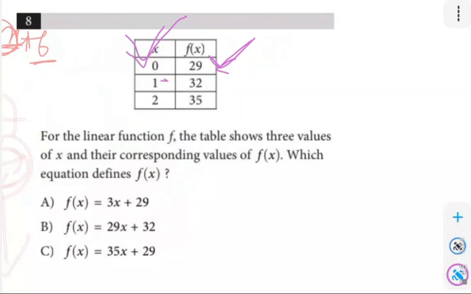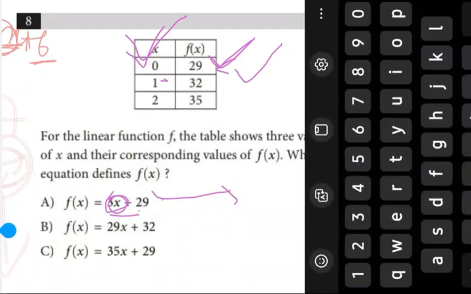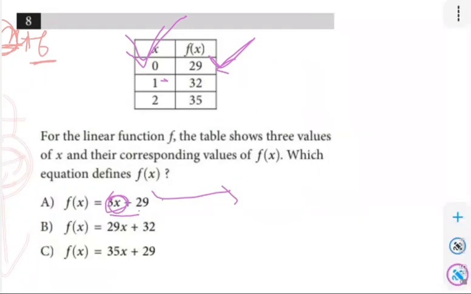So now let's go with option A. Here if we put x equals 0, this whole term becomes 0 and f of x immediately equals 29. So the first value is correct. Now go with the next one. If we put the value of x equals 1, 3 multiplied by 1 is 3, and 29 plus 3 is equal to 32. So this is also correct.